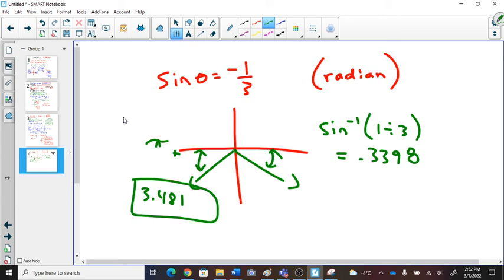Okay, so you might run into this stuff. The ones we had in our examples were all unit circles. So what would I do to get this location? 2 pi minus.